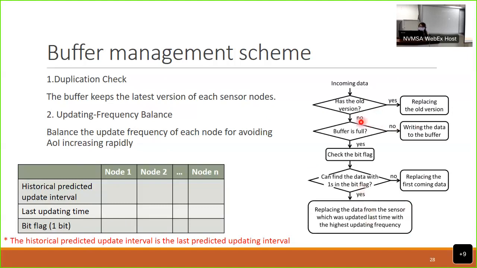First, we check whether this data has an old version. If yes, we replace the old version directly. If not, and the buffer is not full, we just write the data to the buffer. And if the buffer is full, we check the bit flag. We would like to replace the data whose bit flag is set to 1.